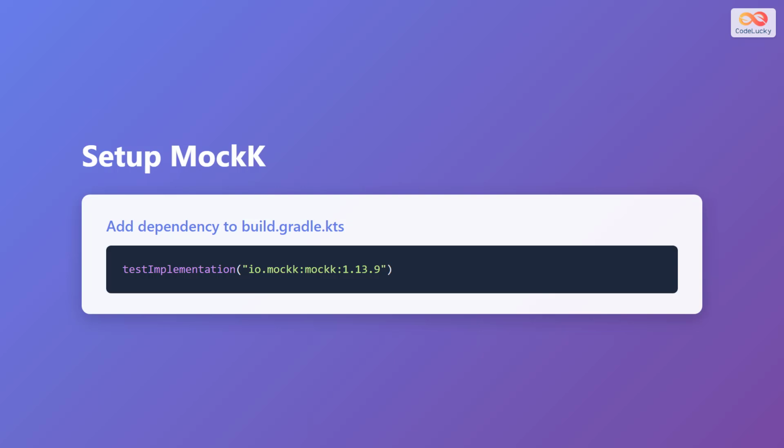Setting up MockK in your project is straightforward. You need to add the MockK dependency to your build Gradle Kotlin DSL file. Add the testImplementation line with the MockK artifact. The version shown here is 1.13.9, but make sure to check for the latest stable version when you're setting up your project. This dependency will only be included in your test code, not in your production application.